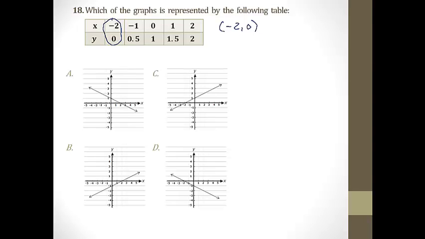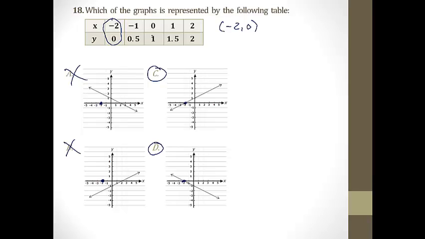So when I look at this first graph, I go negative 2 on x and 0 on y would be right here, and obviously the line doesn't go through that point, so it can't be this graph. When I look here at negative 2, 0, that's right here, and this line does cross at negative 2, 0, so it could be this one, so I'm going to circle that. When I look at negative 2, 0 here, this line doesn't go through that point, so it can't be this graph. When I look at negative 2, 0, this line does go through, so it needs to be one of these graphs.